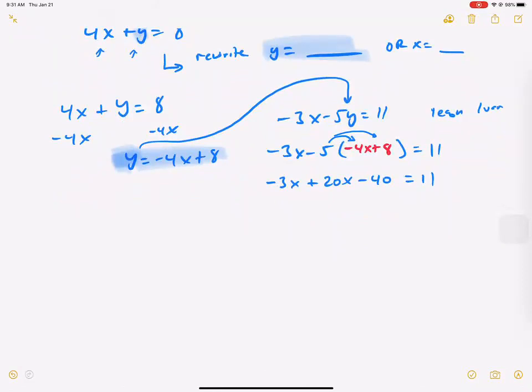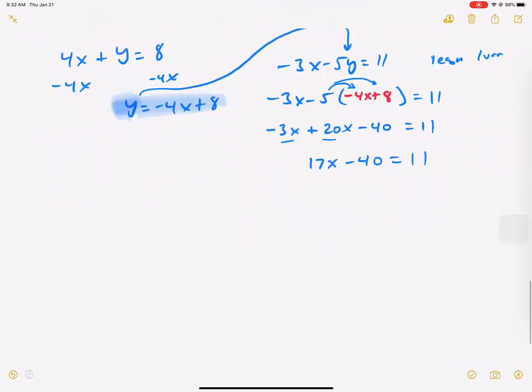We're going to combine these two together. I see negative 3x and a positive 20. Since they're on the same side, we say negative 3 plus 20 is 17x. There's no opposite operations here. We're just combining like terms. And now we're back to day 1 problems. Let's go ahead and move stuff around.